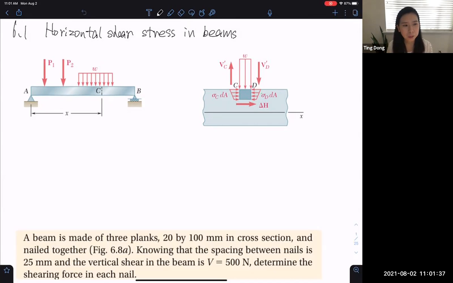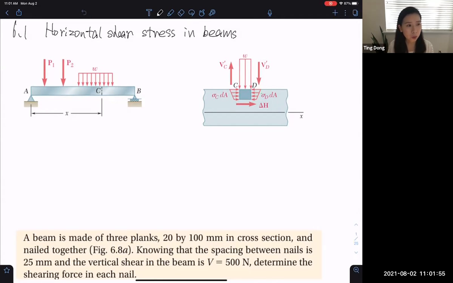So if there's still any problem with shear force and bending moment diagrams, or how to calculate normal stress, check your previous lecture notes or previous class recordings.